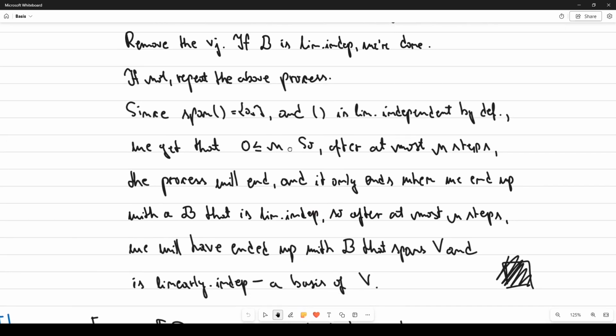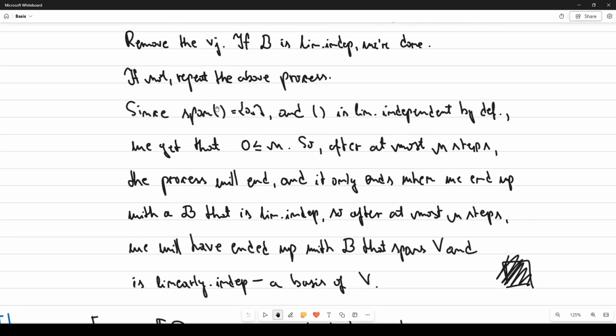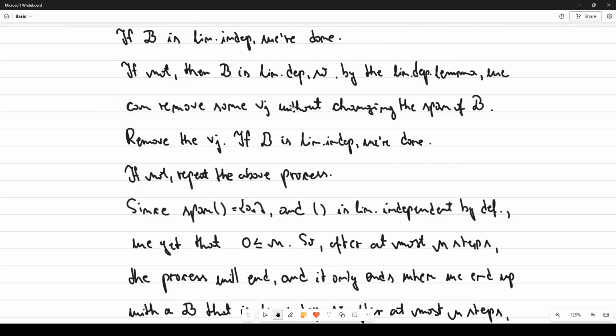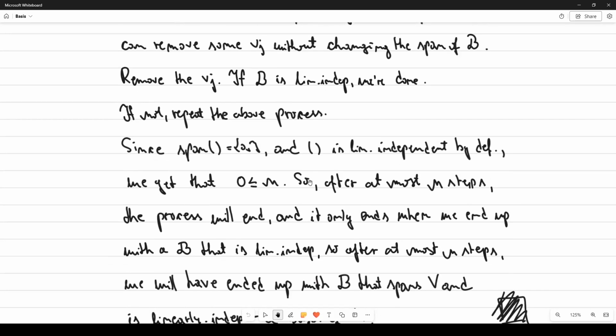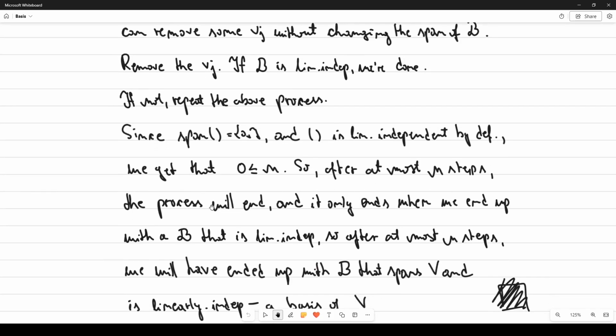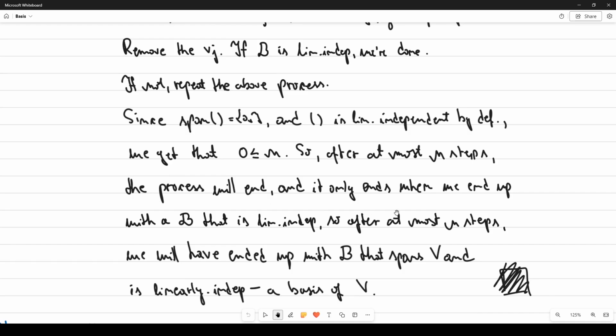Now this process will end after a while, since the span of the empty list is equal to the 0 subspace, and the empty list, which has 0 elements, is linearly independent by definition. We get that 0 is less than or equal to n, the length of our starting spanning list. So after at most n steps, the process will end, and it only ends when we end up with a B that is linearly independent. So after at most n steps, we will have ended up with B that spans V and is linearly independent. So a basis of our vector space V.